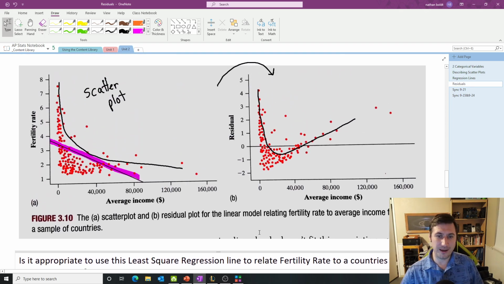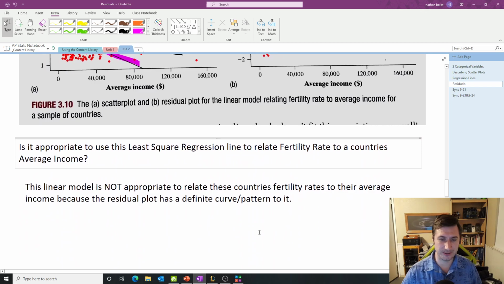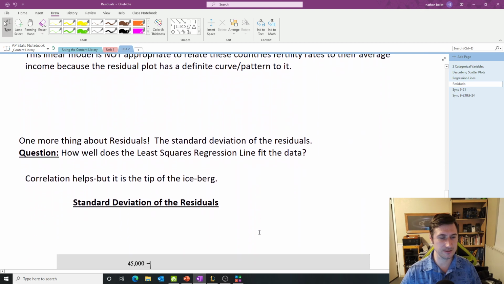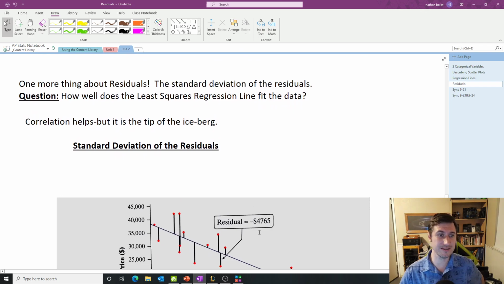All right. The power of residuals keeps going. It can tell us if something is linear or not. It can also tell us how well a linear model fits a certain data set. This is the last thing we got to take a look at. How well does the least squares regression model fit the data? And for this, we are going to use standard deviation. So yes, you might be thinking, well, Bolt, what about correlation? Yes, correlation does sort of tell you how linear something is, but it's just the tip of the iceberg. You can actually take a look at the standard deviation of the residuals.